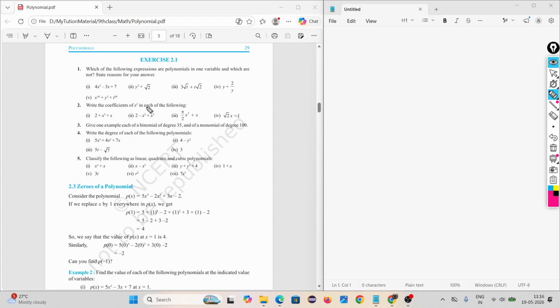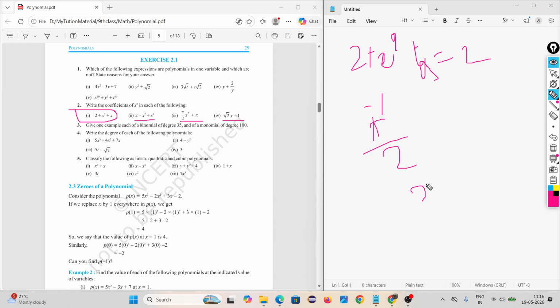Write the coefficient of x square in each of the following. In the first case, the x square coefficient is 2. In this one, x square coefficient is 1. Then minus 1. Here, pi by 2. This is not x, this is pi. Here, root 2 x. We are finding the x square coefficient; there is no x square term, so it will be 0.